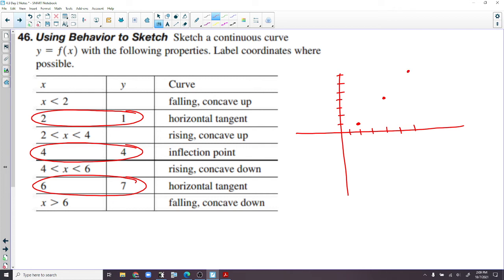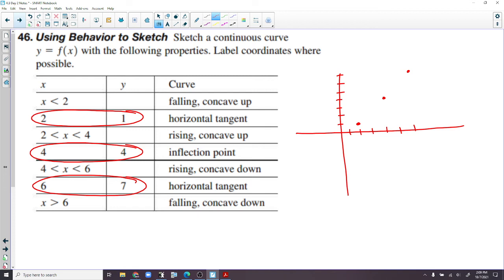All right. Now here's where a fourth grader might have a problem getting all this information in here. Well, for less than 2, what do you think it means by falling? Decreasing, right? Decreasing, but in a concave up manner. Can you draw that? What would that look like? To the left of 2, falling, but concave up.